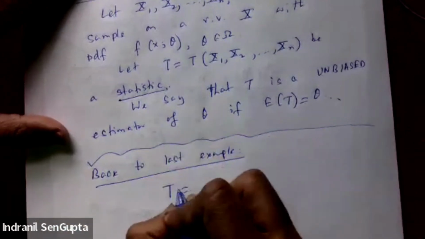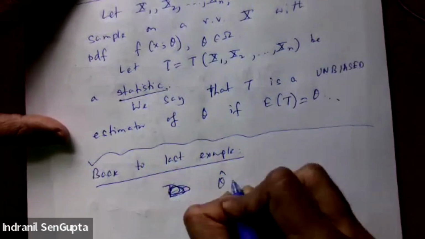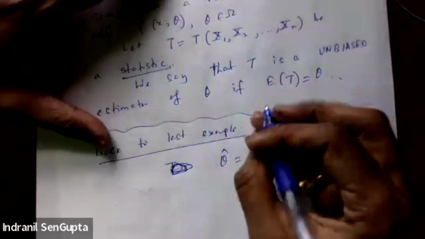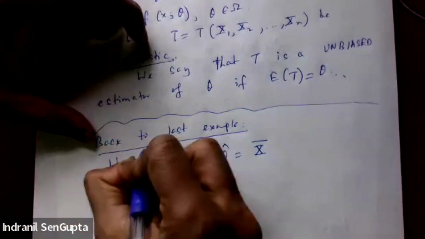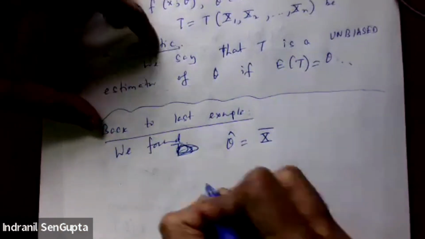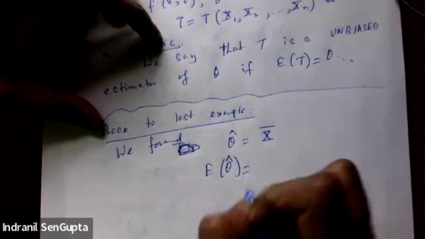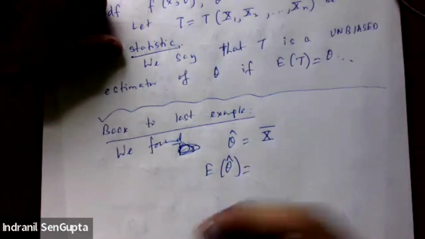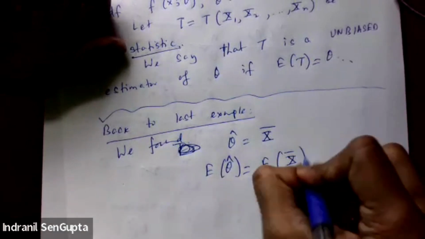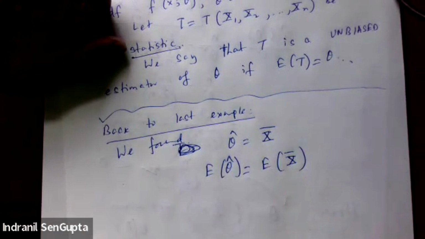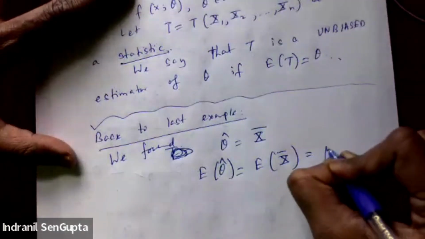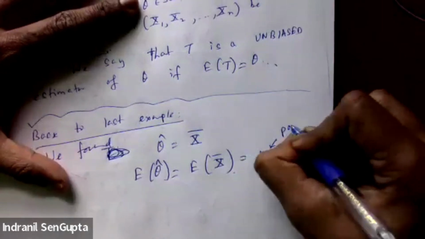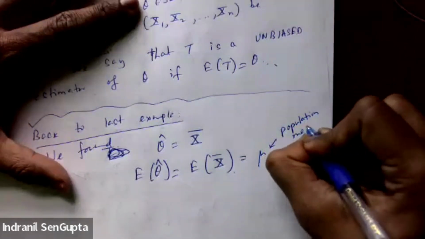We found theta hat equals x bar. Okay, we found this. What is then E of theta hat, which is E of x bar, right? If you recall my last class, what is E of x bar? So E of x bar should be mu, where mu is the population mean.